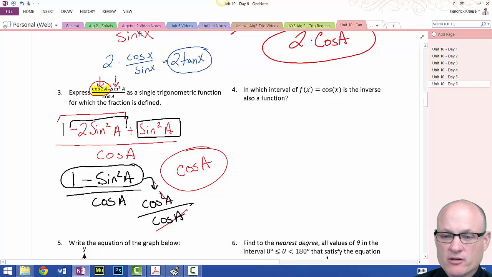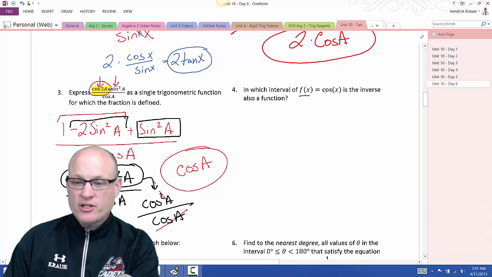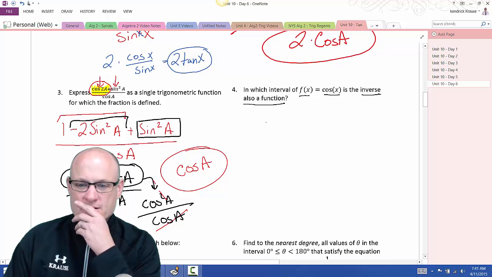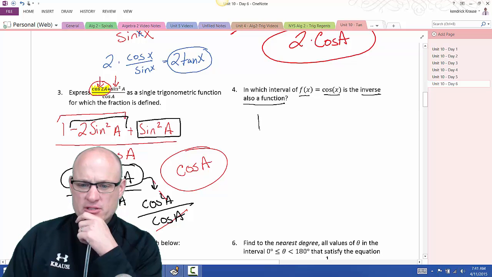Oh, in which interval does f of x equal cosine x? Is the inverse also a function? Let's think about that. Why am I doing cosine? I should be doing tangent.